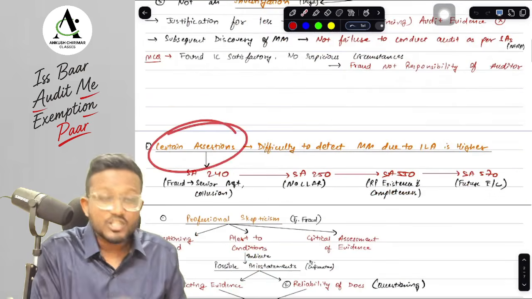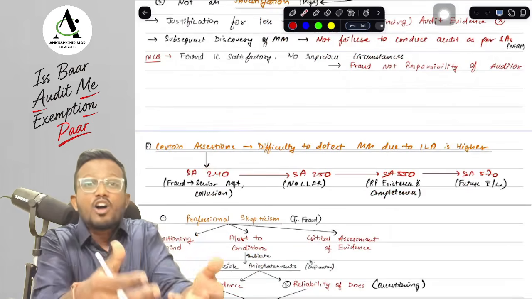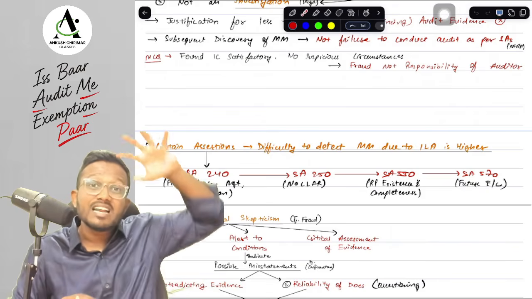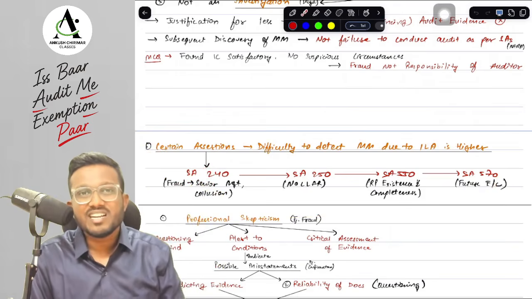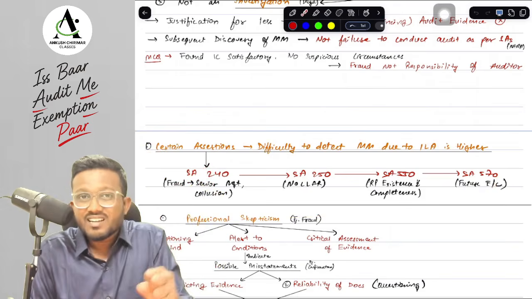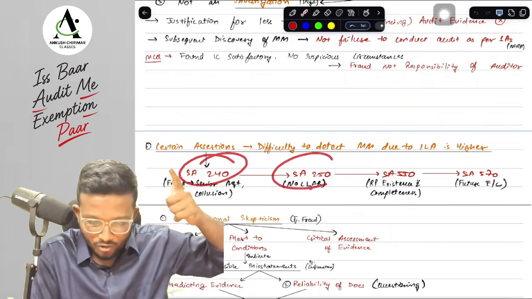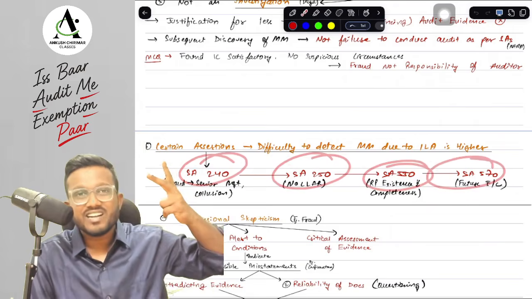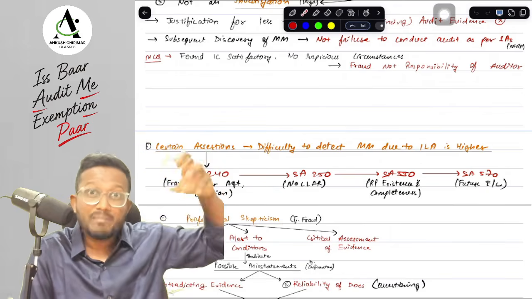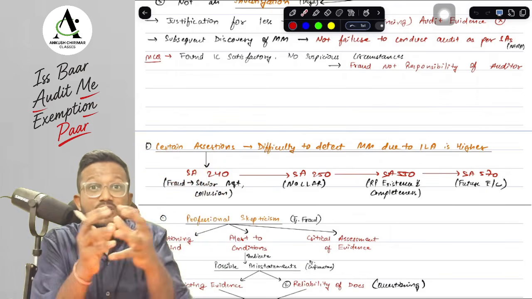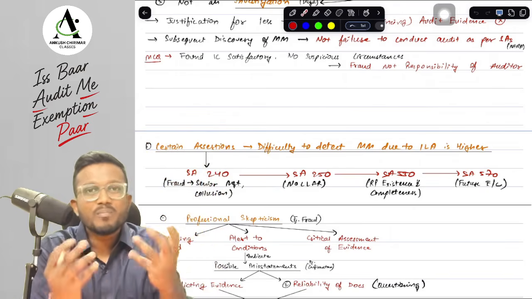Now there are certain assertions, or certain matters, in which the difficulty of detecting the material misstatement is significantly higher. In these particular circumstances, it is much more difficult to detect a material misstatement. What are these circumstances, sir? Look at over here, how you will remember that. 4 circumstances are there: 240, 250, 550, 570. What is it? 240, which means fraud. So there is a fraud that is done by senior management, and I may not be able to identify that. There is a fraud in which there is a collusion. Everyone is saying very false things, so I will not be able to identify that.